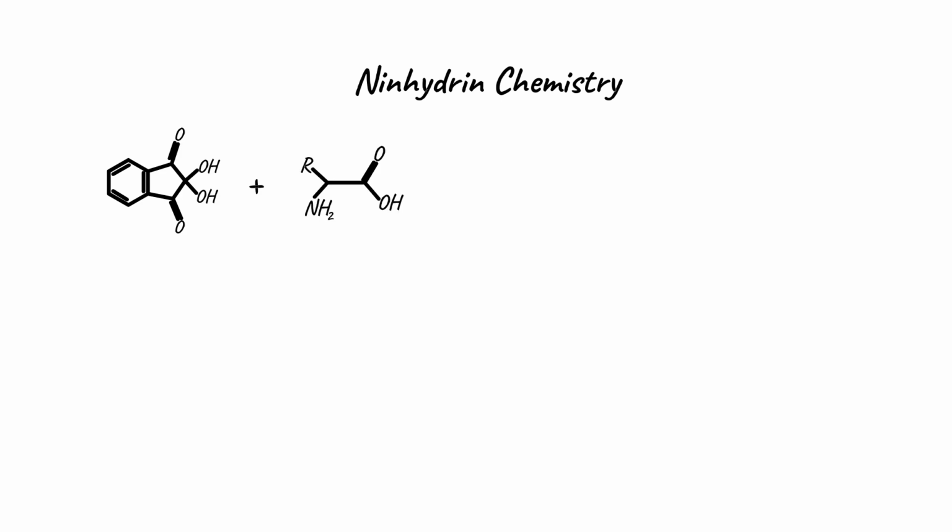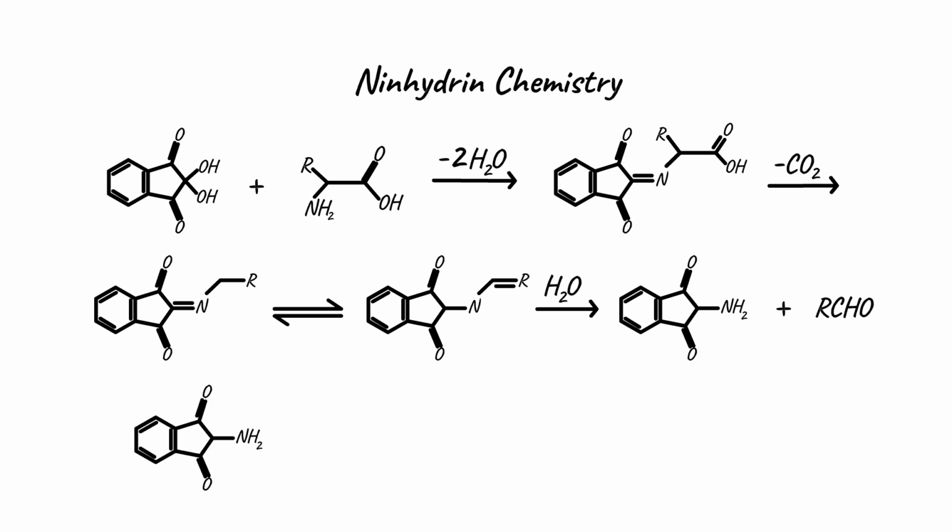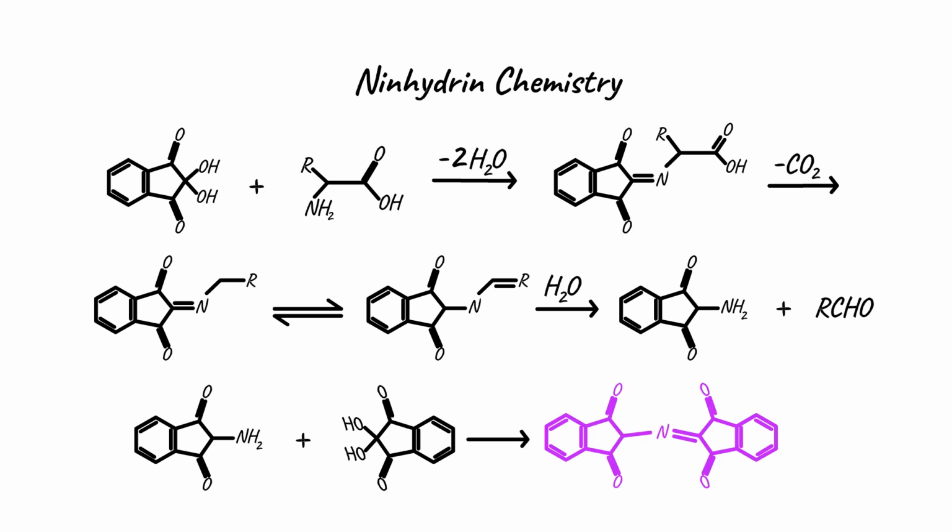Ninhydrin reacts with a primary amine through a condensation reaction. The amine group attacks the ninhydrin carbonyl group, releasing carbon dioxide and an aldehyde from the amino acid side chain. The resulting intermediate then reacts with a second molecule of ninhydrin to form a deeply colored purple product. It is a two-step reaction that is essentially irreversible.